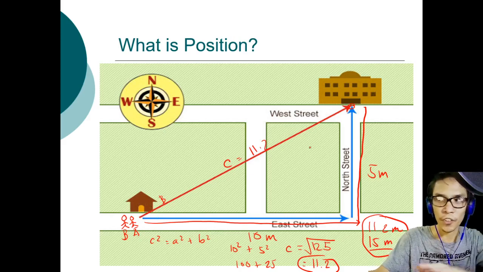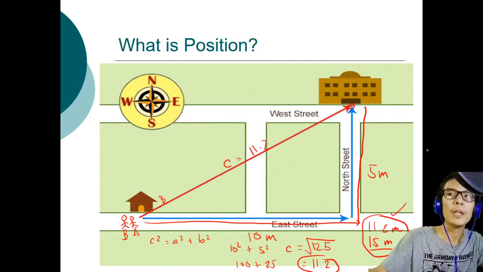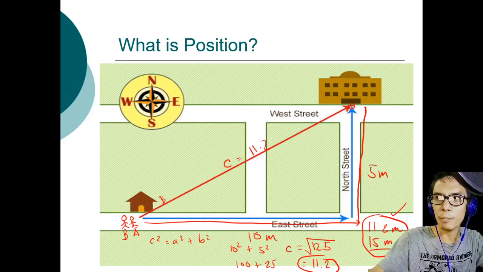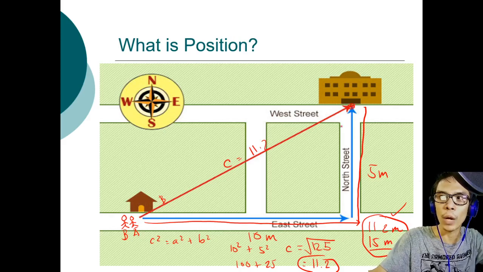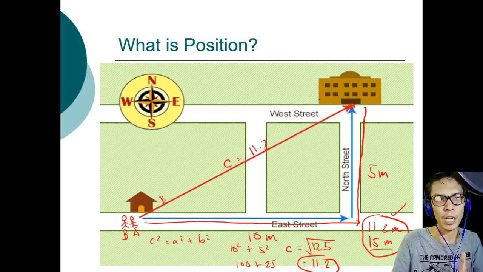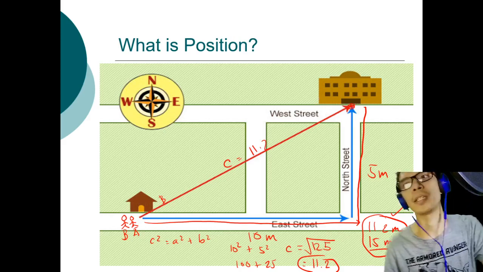So the distance is different in terms of their value, and the displacement is the same. Why the same? Because they are going through one certain point, and that's the gate of this building. So that's the displacement and the distance.